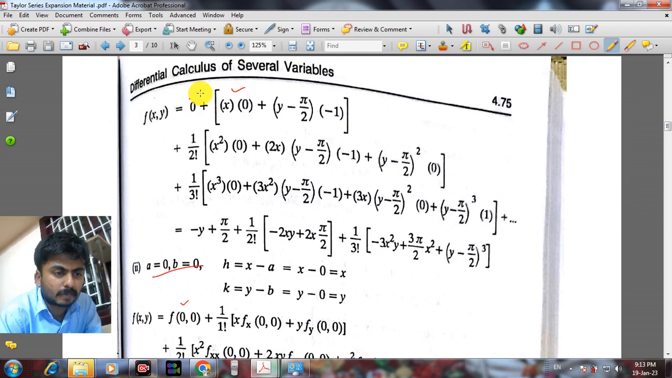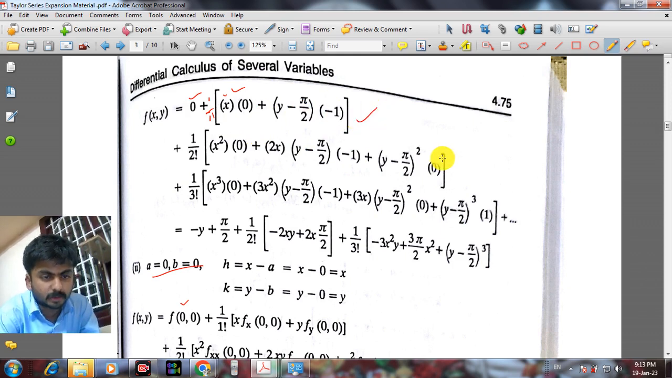So the first term, f of a comma b, is 0. h is x, then the first term is 1 by 1 factorial, that is, 1 by 1 factorial into h fx of x comma y, plus y minus b, that is k, into fy of x comma y. That is our formula. So we are substituting all the values in the formula here.